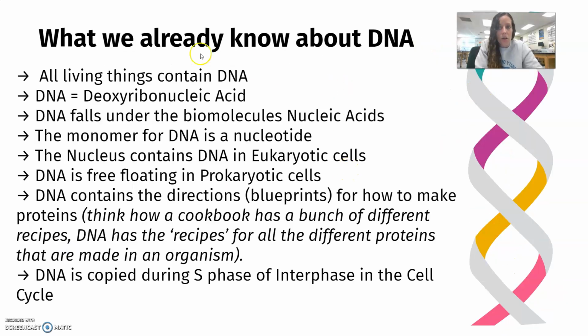So, some of the things we already know about DNA. We already know all living things have it. We know it stands for deoxyribonucleic acid. We know from our biomolecules unit that it falls under nucleic acids, and therefore its monomer is a nucleotide. We also know from that unit that it contains carbon, hydrogen, oxygen, nitrogen, and phosphorus. We know that in eukaryotic cells, the DNA is in the nucleus, and in prokaryotic cells, it's free-floating in the cytoplasm. We also know that the DNA contains the directions or the blueprints for how to make proteins.